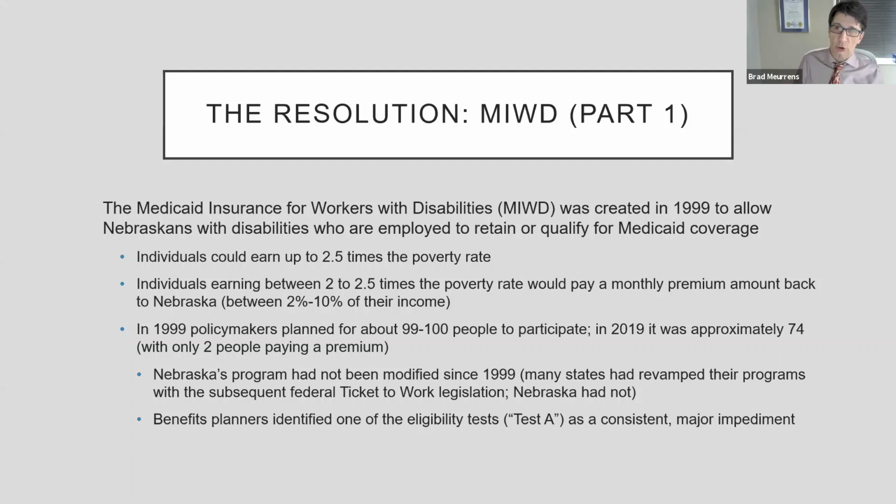So in this particular program, Nebraska's MIWD program, here are some interesting characteristics. Individuals could earn up to 2.5 times the poverty rate, or as we call it in the vernacular, 250% of federal poverty, and still be on the program. However, individuals earning between 2 and 2.5 times the poverty rate would pay a monthly premium amount back to the state of Nebraska, sort of akin to paying your health insurance premium if you were on an employer-based or private health insurance plan.